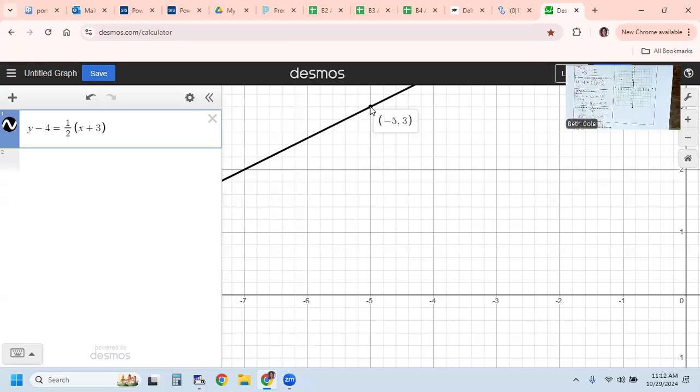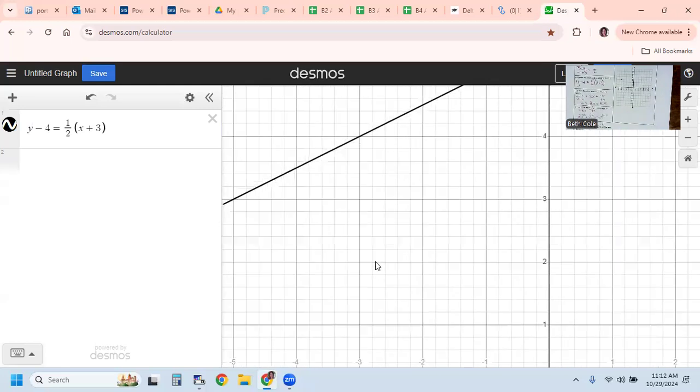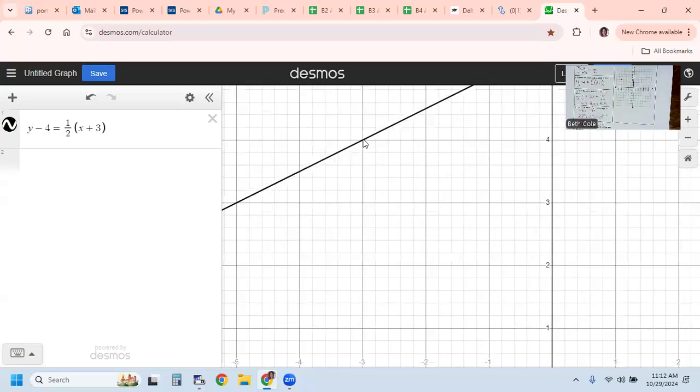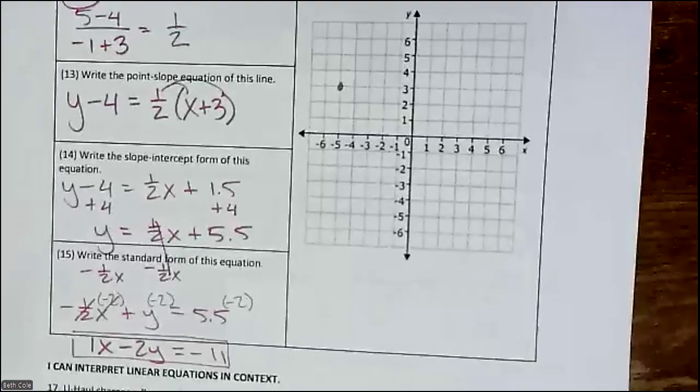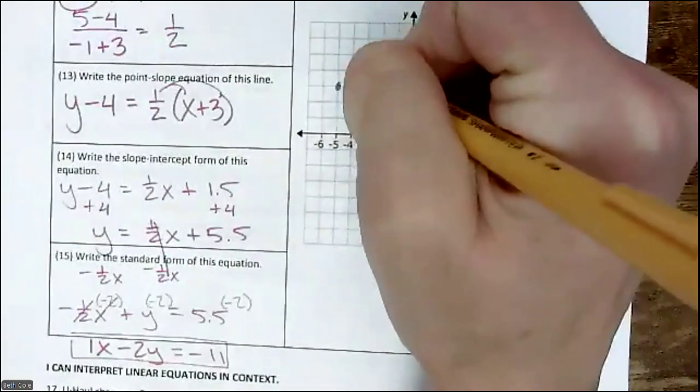So -5, 3. Let me move this over, see if we can find another one. Here's another one. Do you see that there? Just kind of mess around with it until you find it. What is that one? I can't land exactly on it. Do you see it though? -3 what? 4. Good. -3, 4. Sorry, I can't get it exactly, but -3, 4.